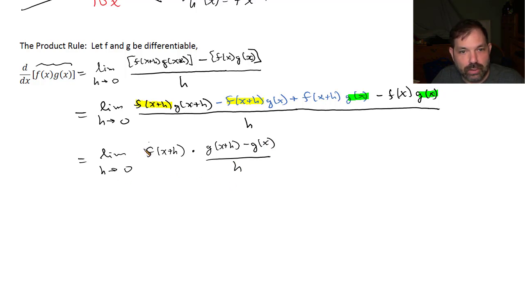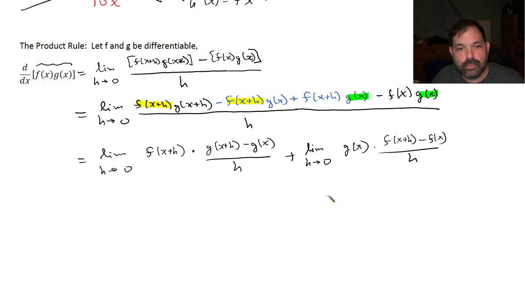All right, so that's taking care of the first two terms. Notice how I factored out the f of x plus h. Then what I'm going to do is break up the limit into two limits, really. Now I have the limit with h approaching 0, and I'm going to factor out the g of x in the second grouping. So that's g of x times f of x plus h minus f of x over h.